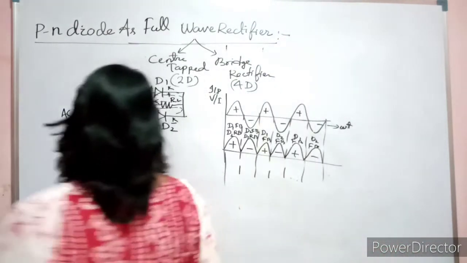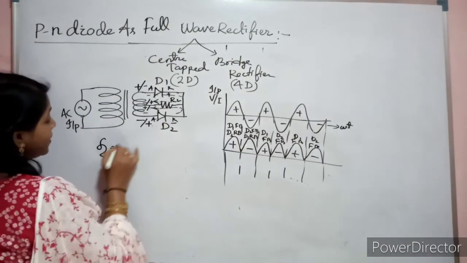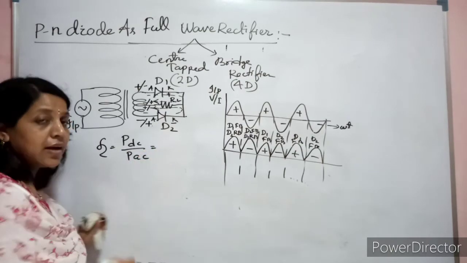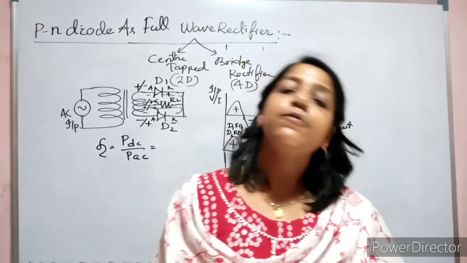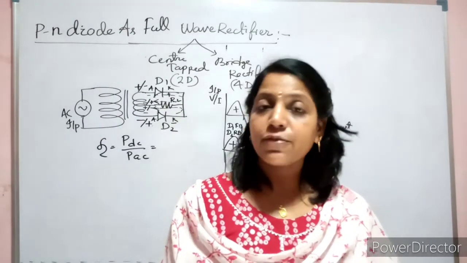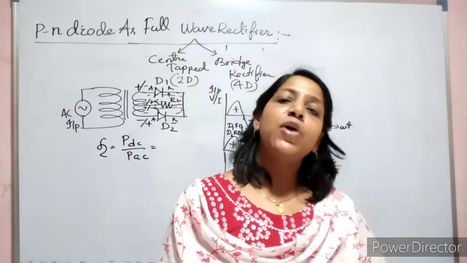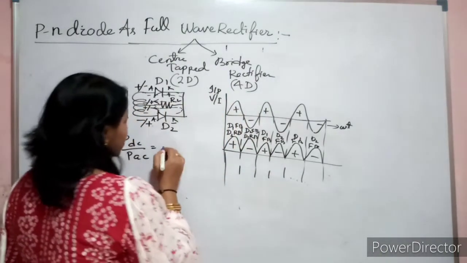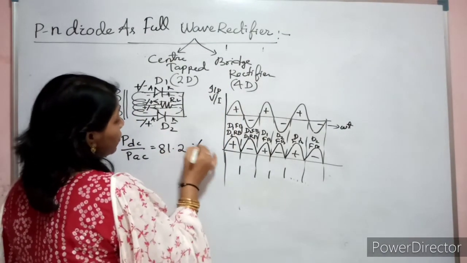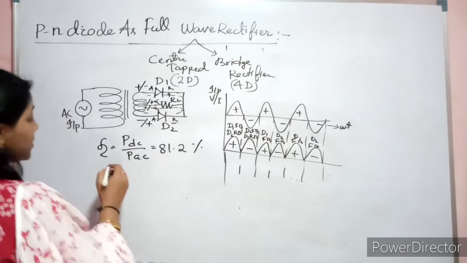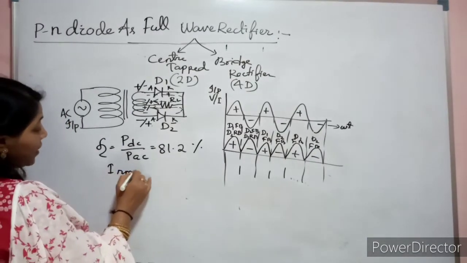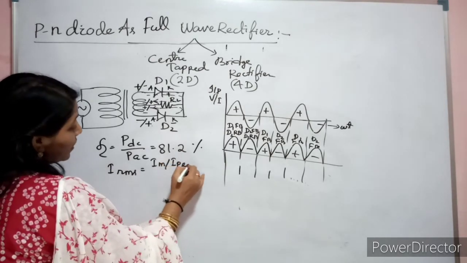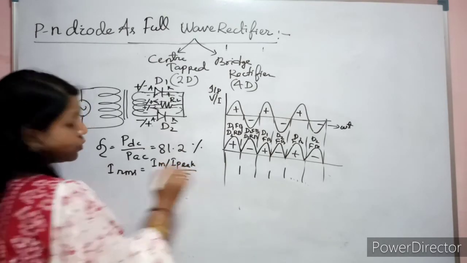Now, let us see the efficiency. What is efficiency? That is nothing but PDC by PAC. And they have found that it is just double the efficiency of half wave rectifier. What is the efficiency of half wave rectifier? 40.6%. Double of it, how much will it be? 81.2. So, its efficiency is 81.2%. And what is the value of the IRMS? IRMS equals IM, that is nothing but your I peak, divided by √2.